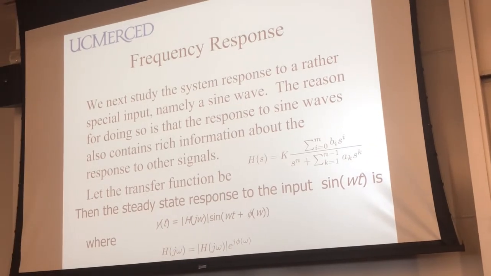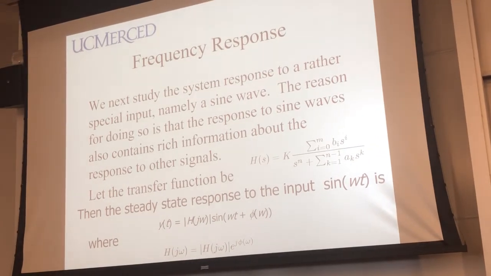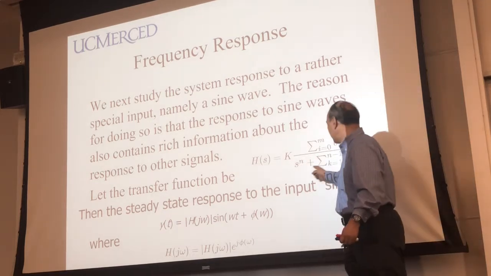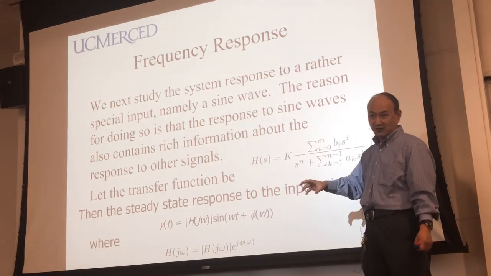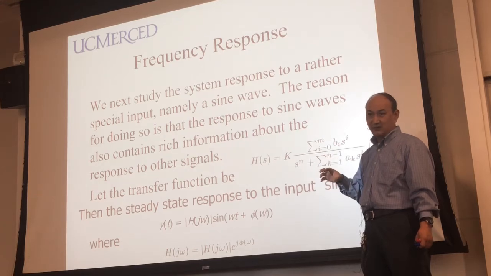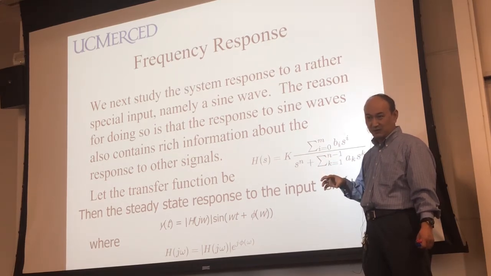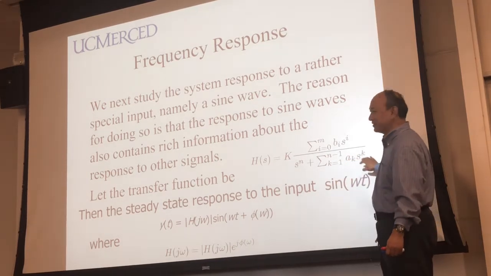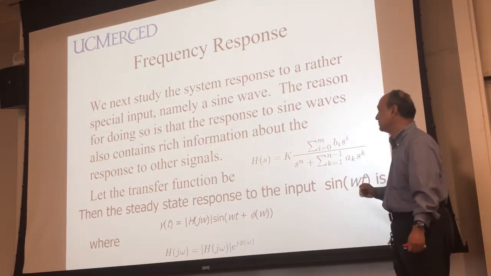So g of s can be written in terms of a polynomial, a numerator polynomial and a denominator polynomial. Do you think the denominator has something special? Yes. The highest order term has a coefficient of 1, so the whole thing is called monic. If you don't know what a monic polynomial is, you will be in trouble, okay? So it's a monic polynomial.